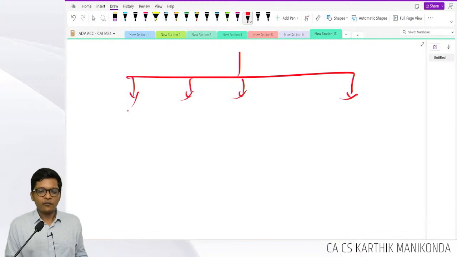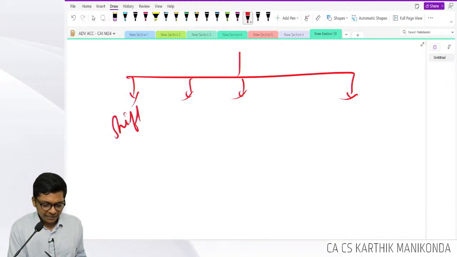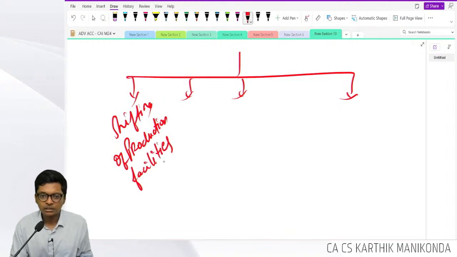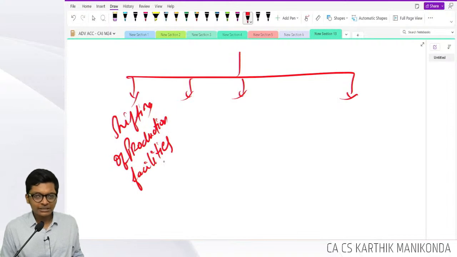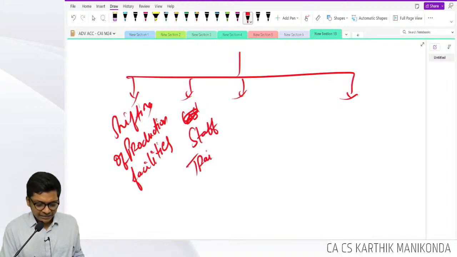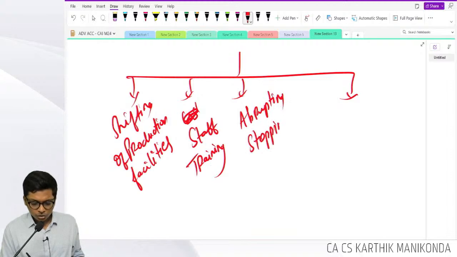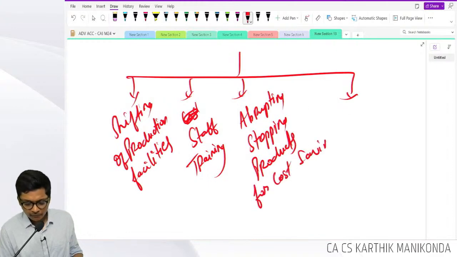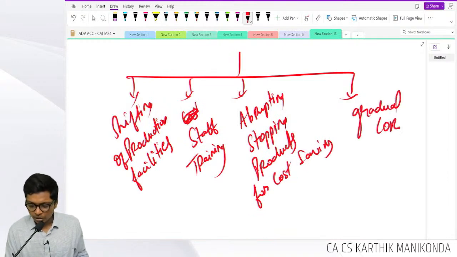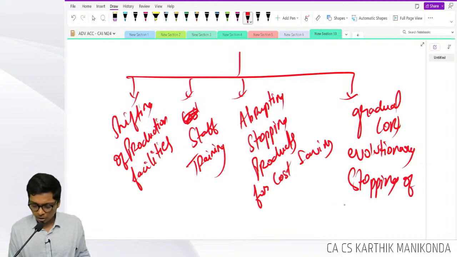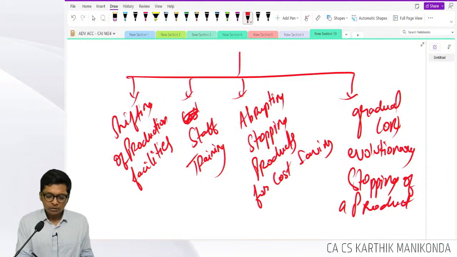Simple standard says, follow, remember for exam, they will give this in exam: shifting of production facilities, then basically there is nothing but cost of relocation, staff training, abruptly stopping products for cost saving, or gradual or evolutionary stopping of a product. Let me explain, guys.